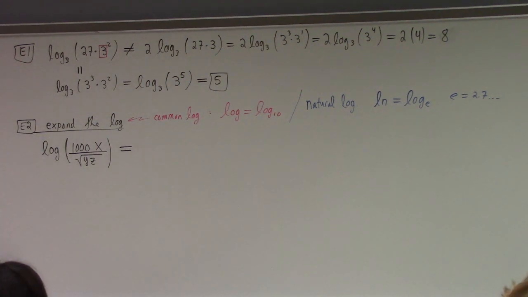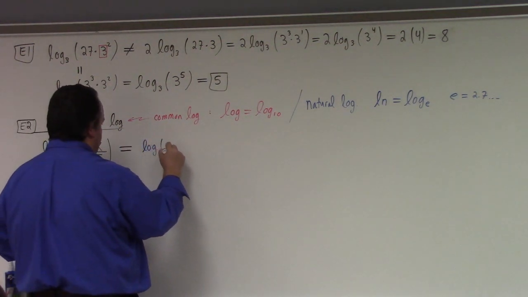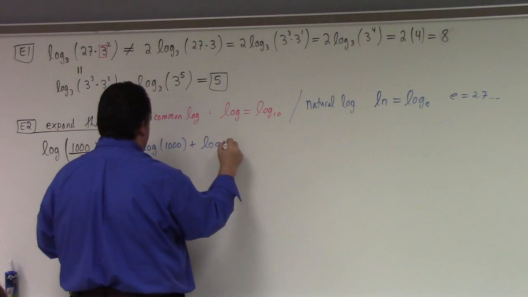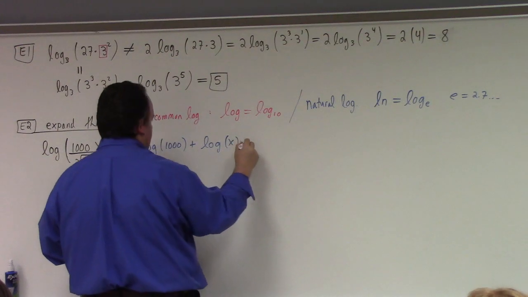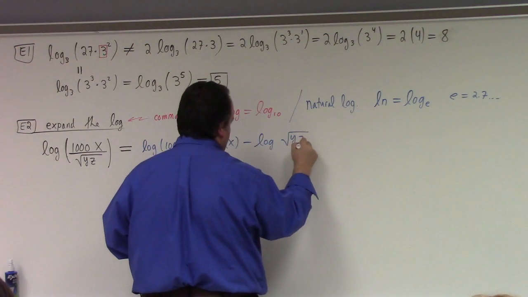Okay, so example 2, we're up against the common log, which means it's log base 10. All right, so I'm going to use my properties of the log to expand this. And here it goes. So we've got ourselves a log of 1,000 plus the log of x minus the log of the square root of yz.